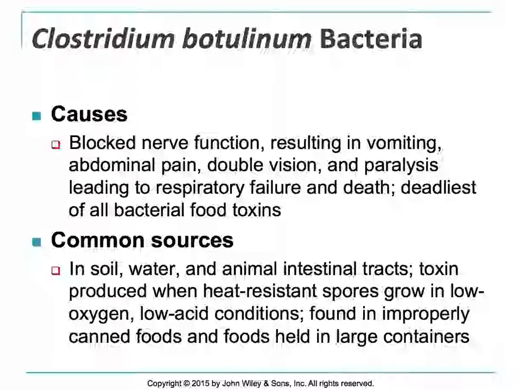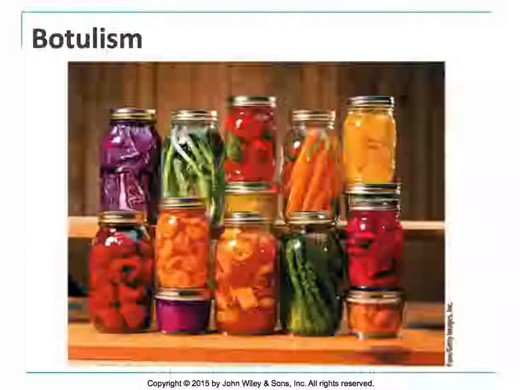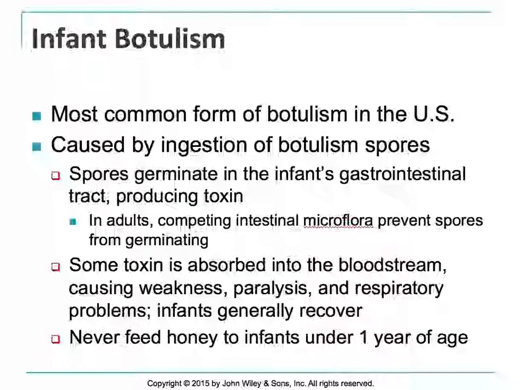Because botulism can cause blocked nerve function and all of the issues listed above, one thing that can happen is a descending rapid paralysis in your body, which would eventually lead to death. And here's another reminder about botulism. Infant botulism is actually the most common form of botulism in the United States, which is caused by an infant ingesting botulism spores. These spores germinate in the infant's gastrointestinal tract, producing the toxin.